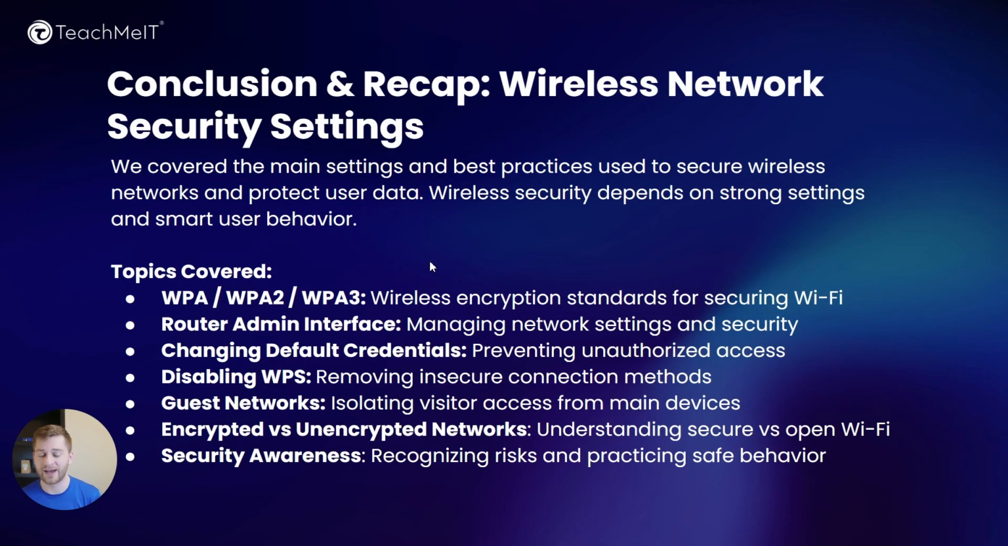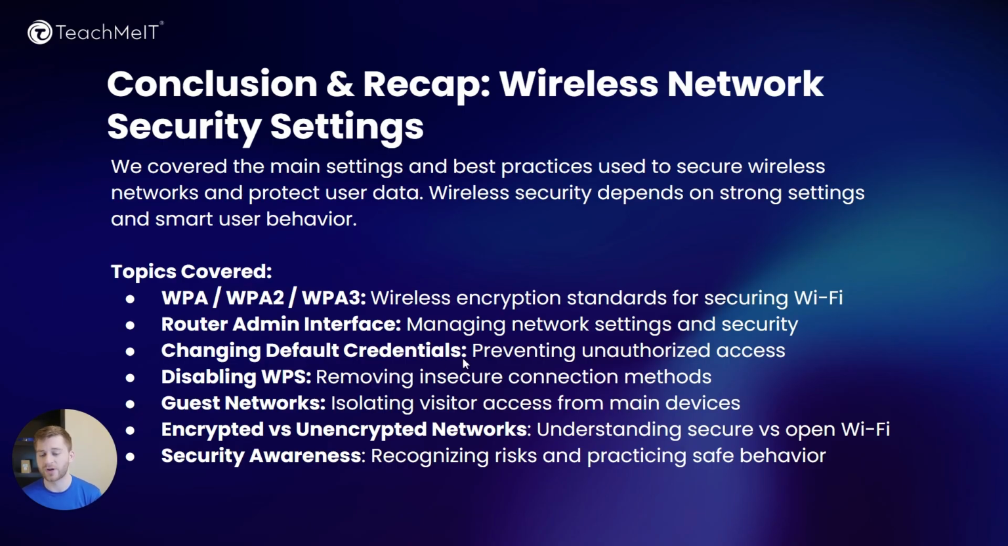And let's conclude everything that we learned about in this video. So we covered the main settings and best practices used to secure wireless networks and protect user data. Topics we covered: WPA, WPA2, WPA3. Remember, use WPA3 when possible. We talked about the router admin interface. Once a router is up and you have the IP address for that router, then you can connect to that router and then access the router admin interface.